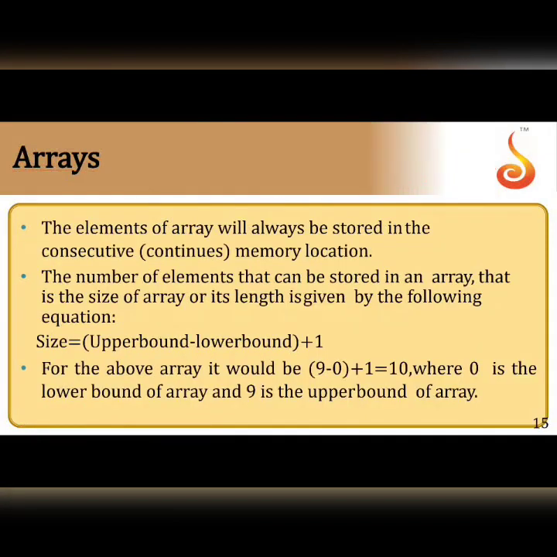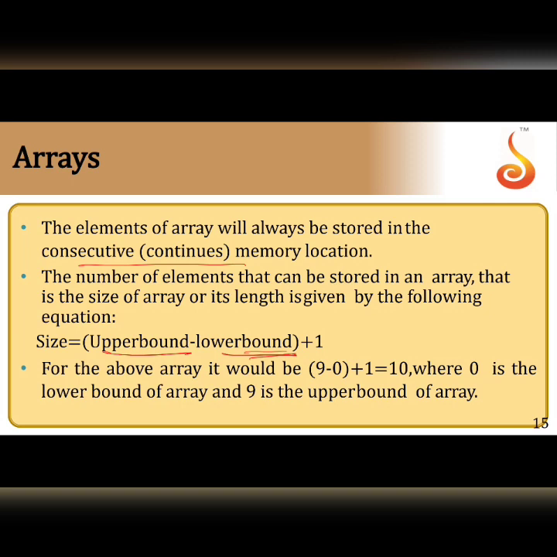So now the elements of the array will be stored in consecutive or continuous memory locations. We discussed this, the memory locations would be continuous, and the number of elements, that is the size or the length of the array, is given by the following equation: the upper bound minus the lower bound plus 1. Always the lower bound would be 0. Whenever I say upper bound and lower bound, they are the index values, that is the subscript values.